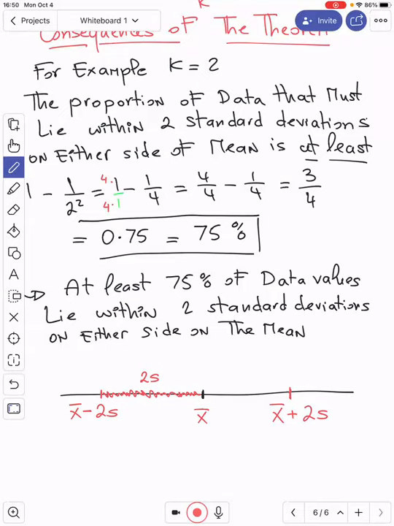And the length of this interval right here between X bar and X bar plus 2s is also 2s. So what we are saying is that at least 75% of your data values lie within 2 standard deviations on either side of the mean. So they're gonna be somewhere in this interval.